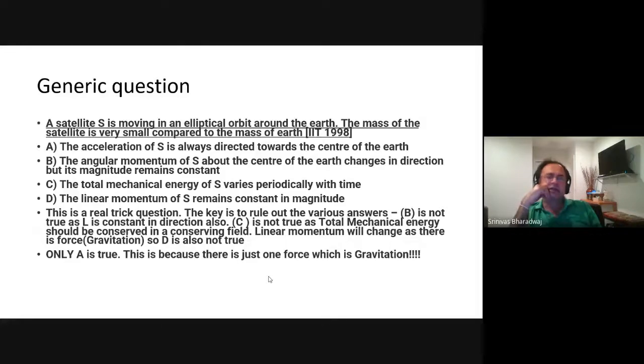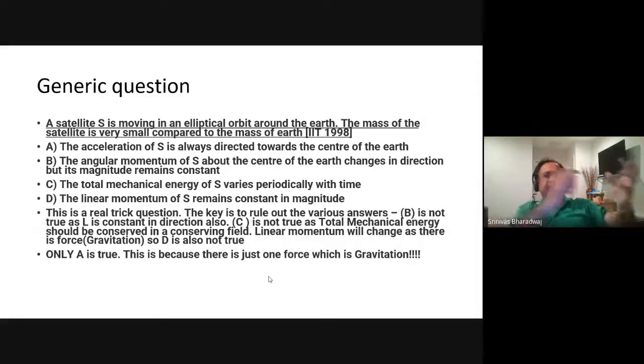Satellite S is moving in an elliptical orbit around the Earth. The mass of the satellite is very small compared to the Earth. The acceleration of S is always directed towards the center of the Earth. Very straightforward. That is definitely true, right?